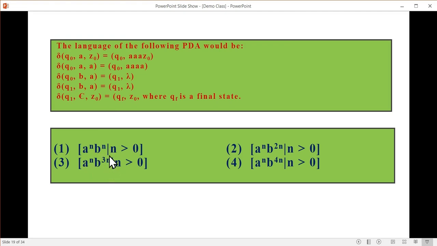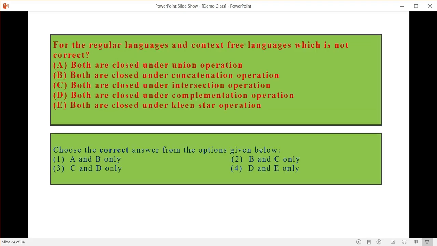When the language is given in some other different form, this is not the case. So here the 3 B's are there, so it may be b power 3n. So here the answer is the third option, a power n b power 3n. When n equal to 1, the input is a, and the b must be 3, so that we can push and pop the corresponding input using the PDA. So this is the answer for this.